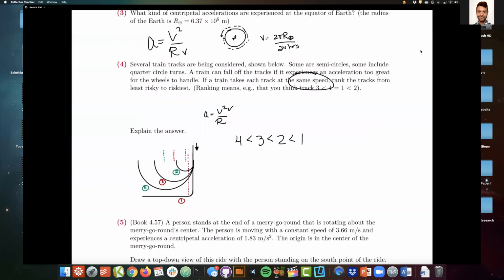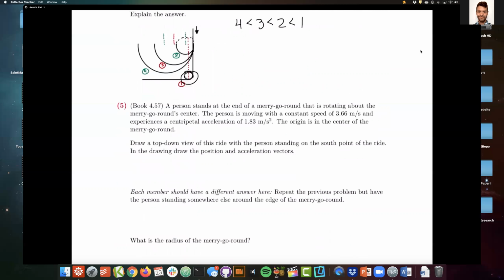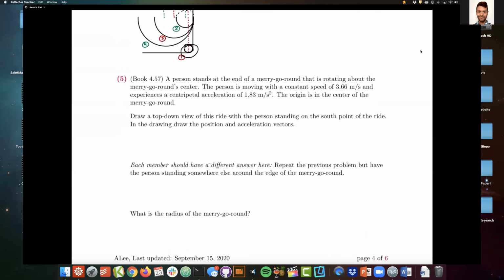Even though 1 is just a quarter, this curve right here, you can think of it as part of a circle, compared to the other semicircles. Whether it's a semi or a quarter doesn't really matter, besides perhaps how long they're in the turn. But number 1 is the riskiest in terms of accelerations.